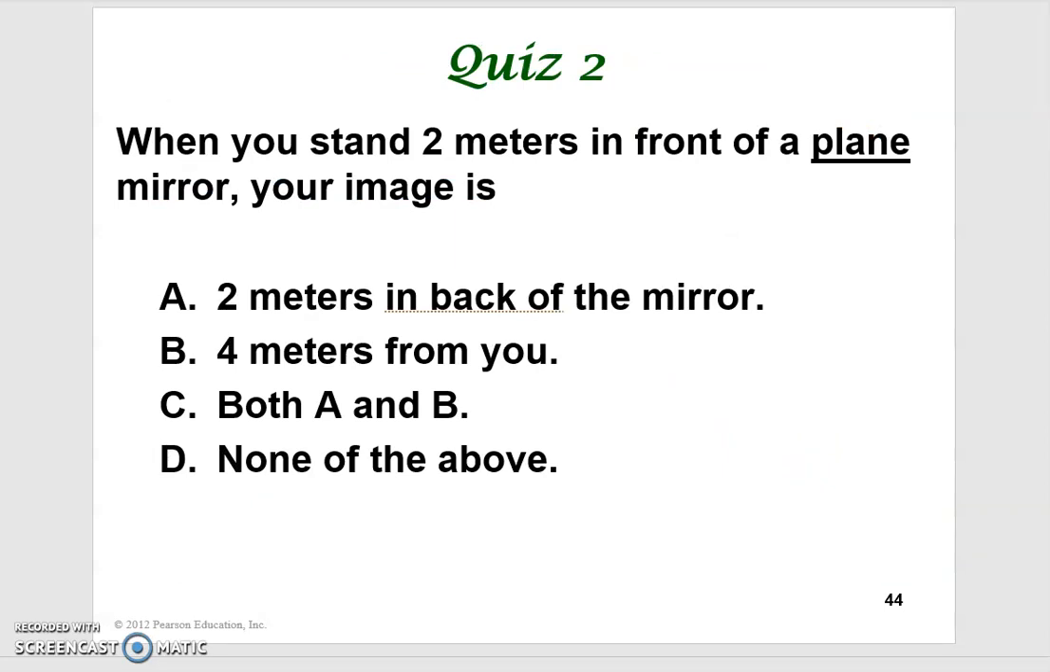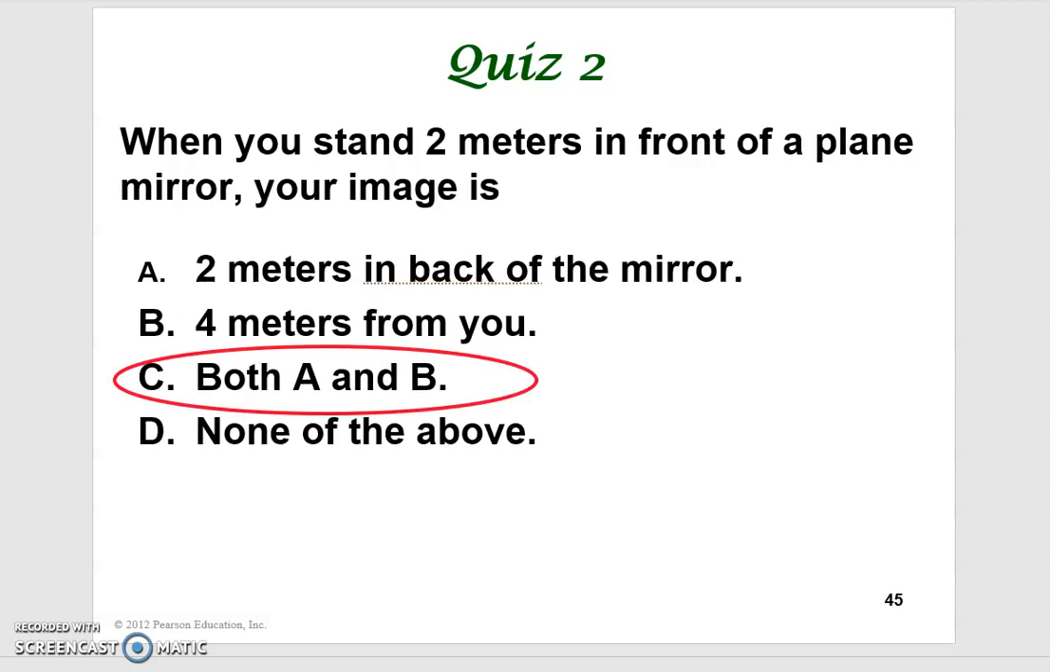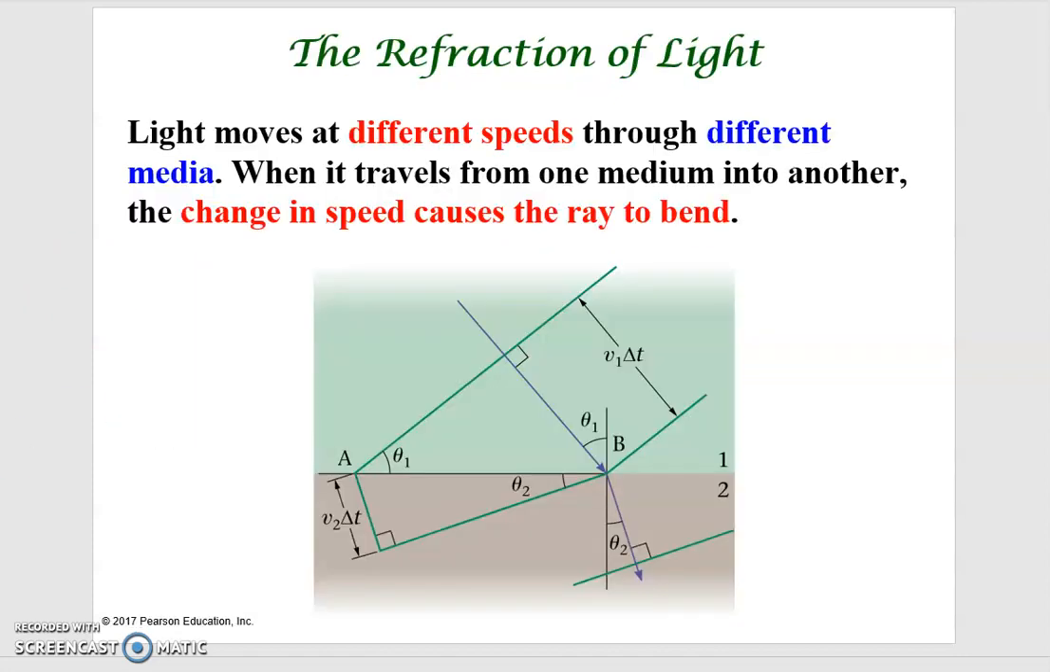So now let's take a look at the second conceptual quiz today. Be careful, it is a plane mirror. So the answer is C. And why both A and B? For sure, for the plane mirror, the distance from the image to the mirror is 2. So therefore, the distance from the image to you is 2 plus 2, so it is 4. So the answer is C. If no questions, now let's try to study the second topic.